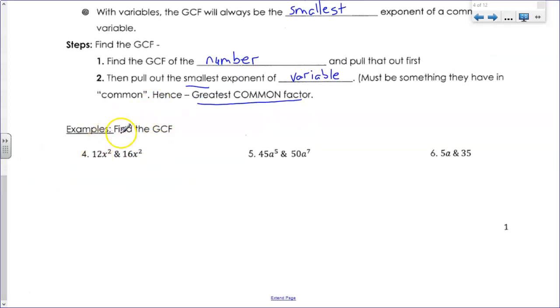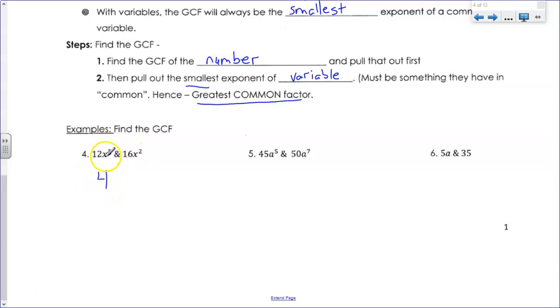If I look at 12 and 16 and I ask myself, what is the greatest number that goes into 12 and 16? So at first you might think 2. But then I have to ask myself, what else will go into that? And that is 4. So 4 divides into 12 and 4 will go into 16. And that is the biggest number that goes into both.